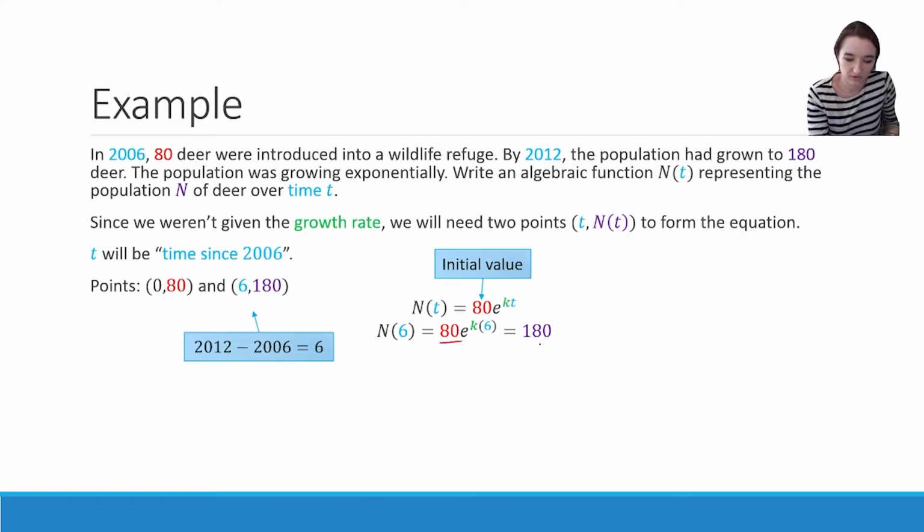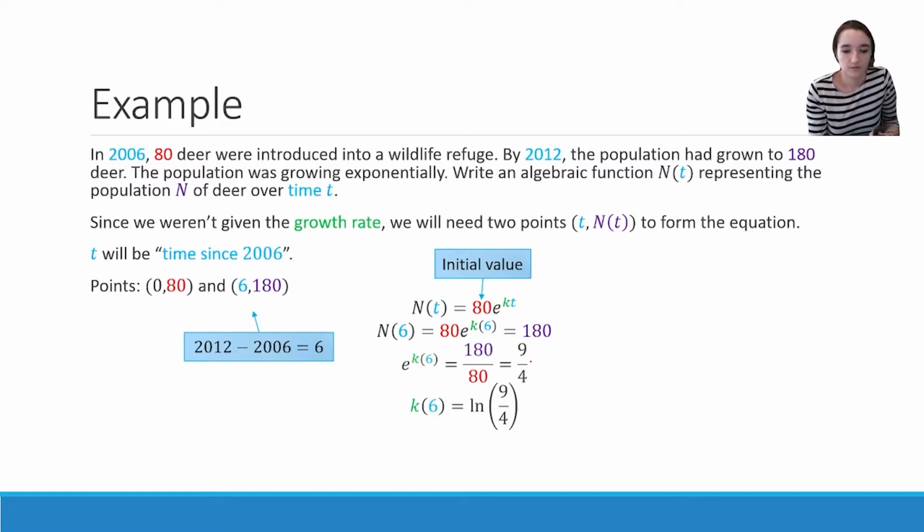First I'm going to divide out the 80, because remember, we always want to isolate our exponent. I divide by 80, and 180 over 80 is 9/4. Then I'm going to take the natural log of both sides. So ln, which gives me k times 6 equals ln of 9/4. And finally, divide out the 6 to get k equals ln of 9/4 over 6.